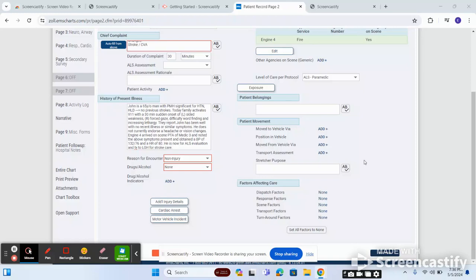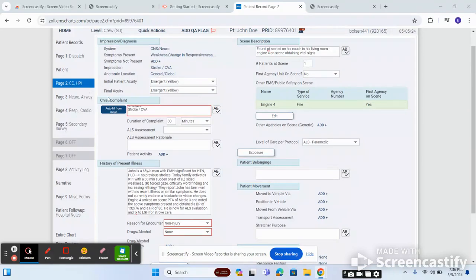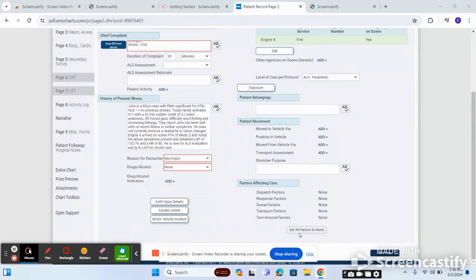Okay, so welcome back. We are into part 2 now. We were just finishing up our page 2, chief complaint and HPI. Don't forget to hit this down here if none of these factors affected the care of your patient, whether it be dispatch, response, scene, transport, or turnaround factors.